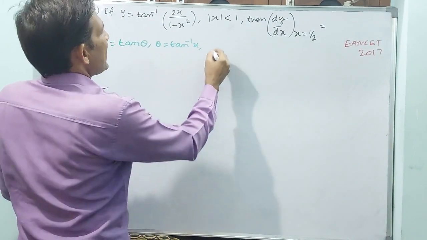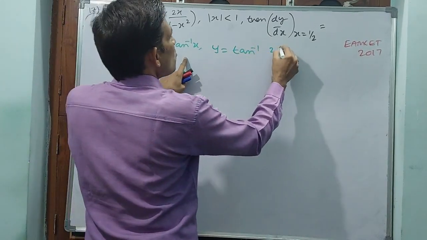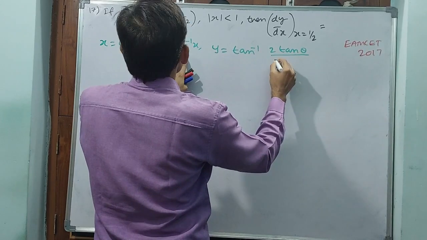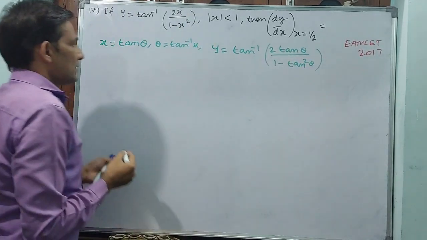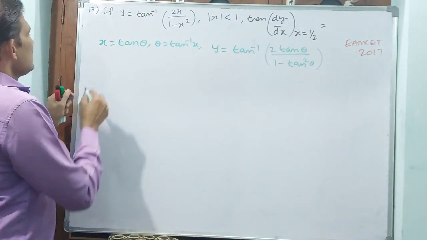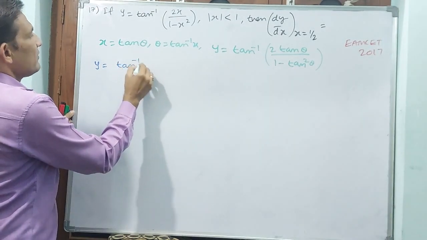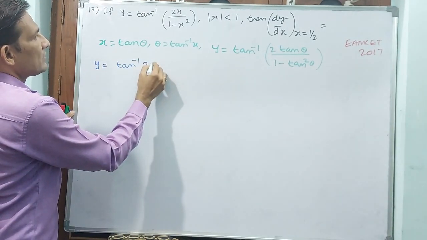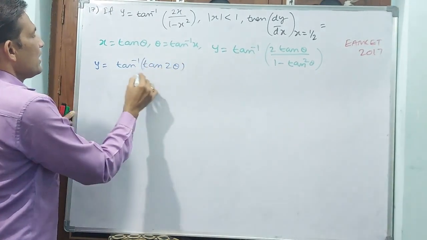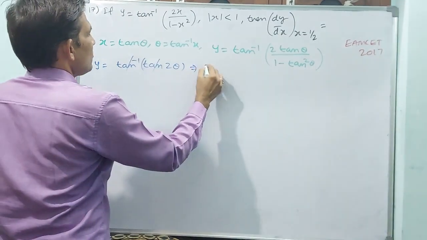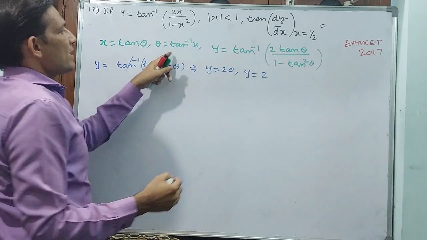If x is equal to tan theta, then y is equal to tan inverse of 2 tan theta by 1 minus tan square theta, that is tan inverse of tan 2 theta. Tan inverse of tan is going to get cancelled out. Y is equal to 2 theta, or else y is equal to 2 tan inverse of x.